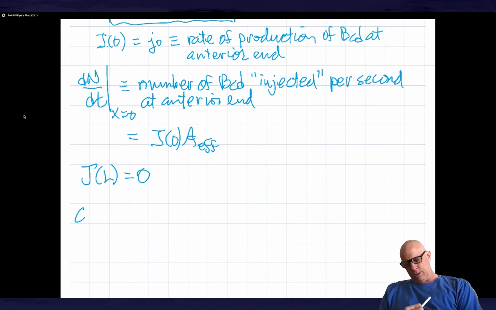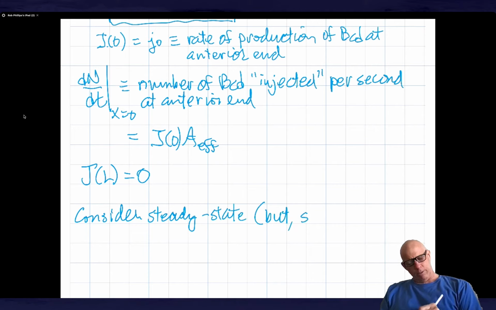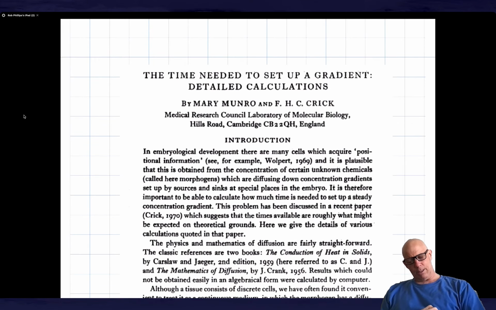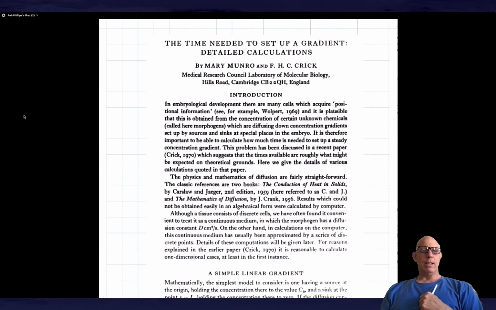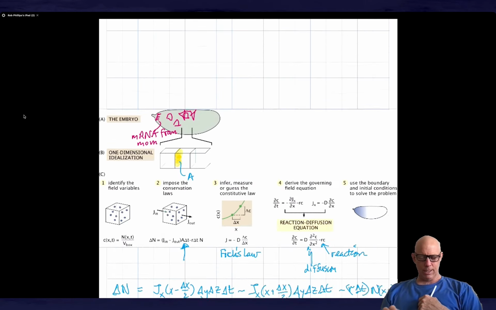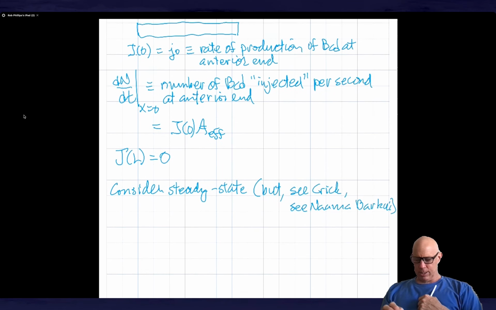And what I want you to do is we're going to consider the steady state, but, see Crick, see Naama Barkai, who's done really interesting stuff about this. When I say see Crick, I just remind you, I showed you this in the previous vignette, the time needed to set up a gradient. So, I'm going to pretend that it has enough time to reach steady state, but openly acknowledging that maybe I'm missing something.